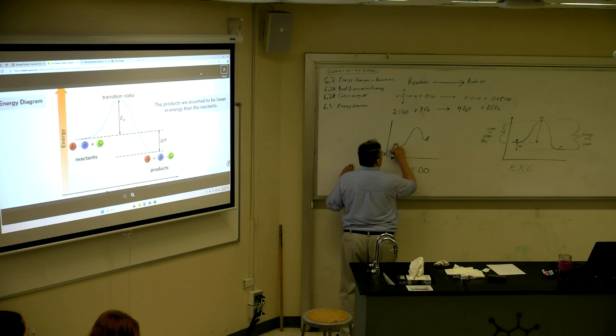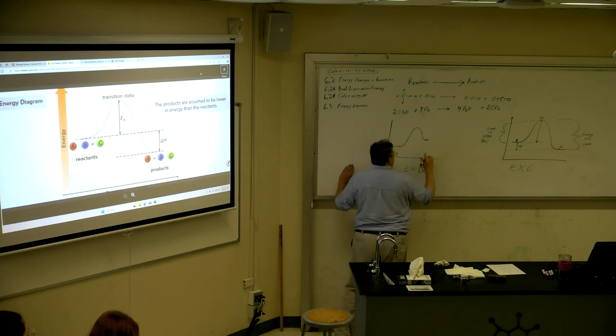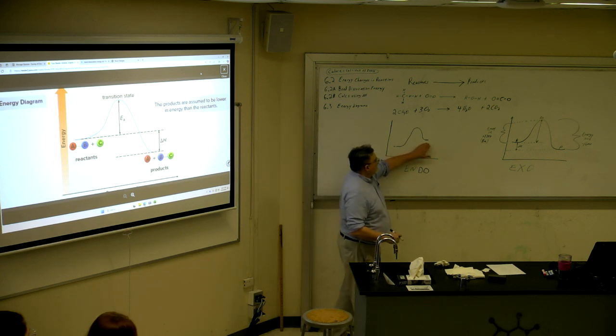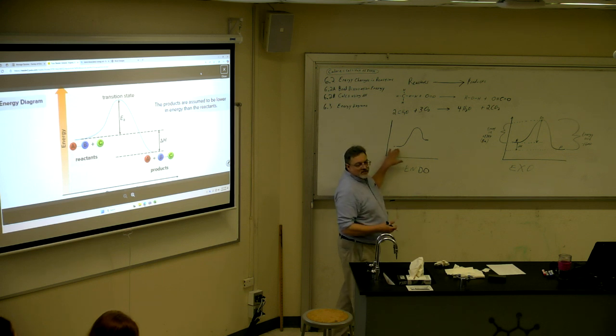And there's a lot you can tell just from looking at that. You could go, products are higher than reactants, so it's endothermic. You can say that these bonds are weaker than these bonds because it took this much energy to break bonds, but this is the energy that came out. So these were stronger bonds than these.